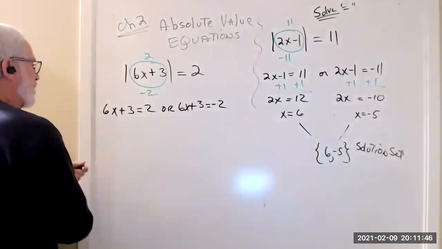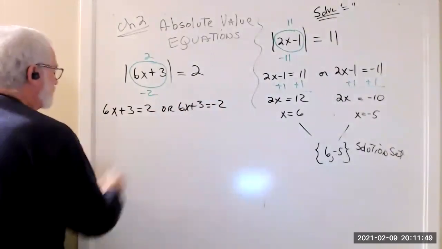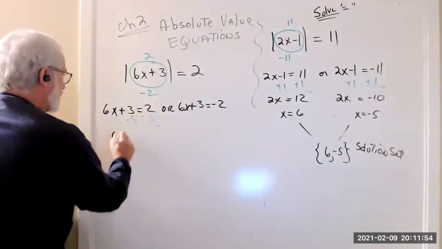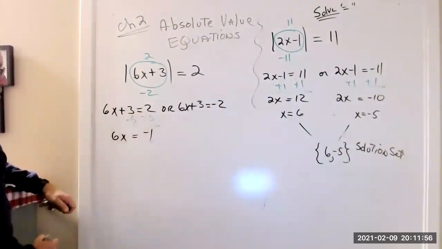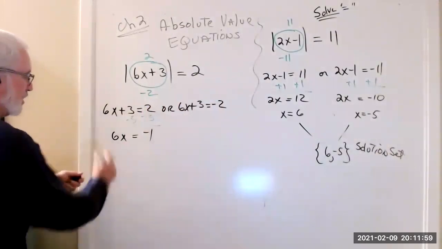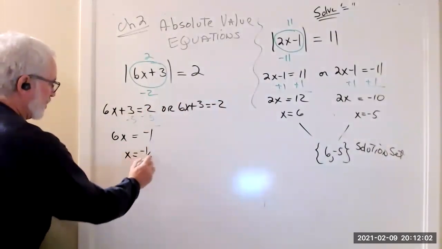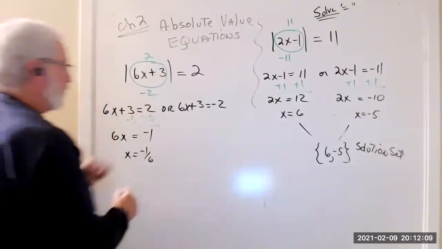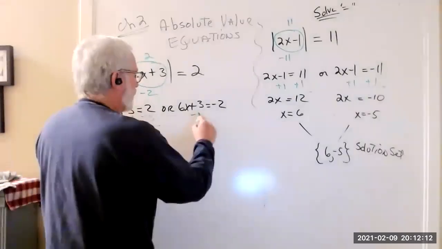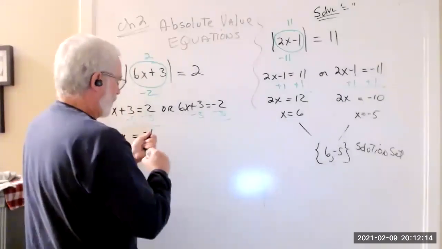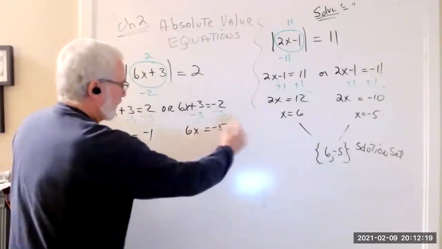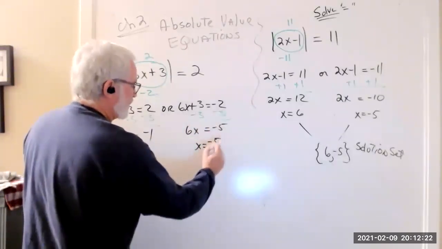Okay. Solve each problem. -3, -3. So we get 6x equals -1. 2 take away 3 is -1. Divided by 6, x is -1/6. I'm skipping a step here. If you need me to show it, I'll be happy to. Over here, take away 3, take away 3. We get 6x equals -5. Divide by 6, x is -5/6.